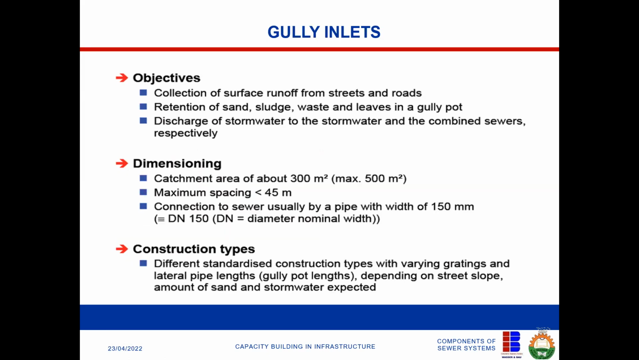So these are some of the properties of the catchment and everything, and the type of pipe. Now, connection to sewer is usually by a pipe width of 150 mm. That's what the standard says. So if you are connecting your sewer from your house to the sewer line on the street, the minimum pipe size is 150 mm, which is what we refer to as 6 inches here, right? Then the catchment area should be a maximum of 500 meters square for each gully inlet. So I think we can read this and understand all this.